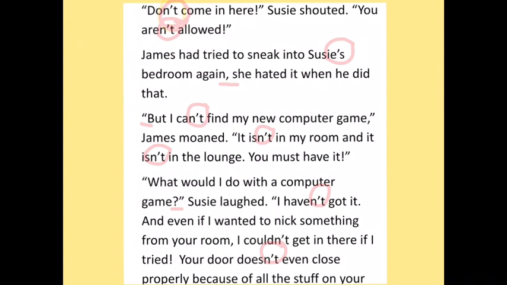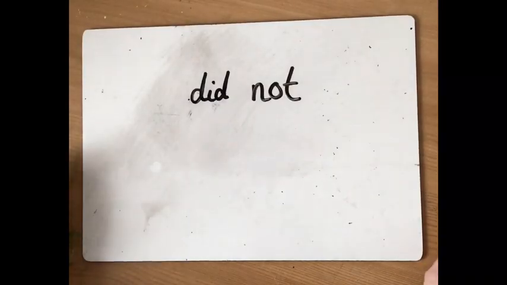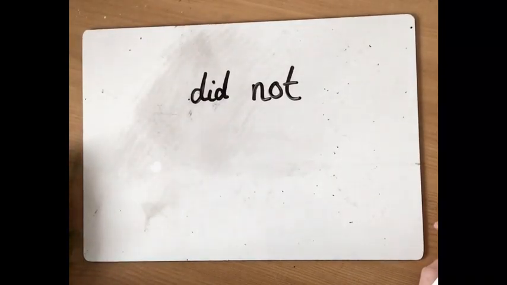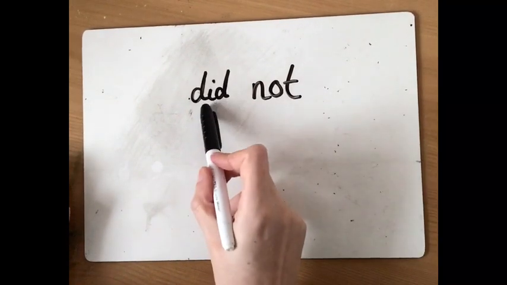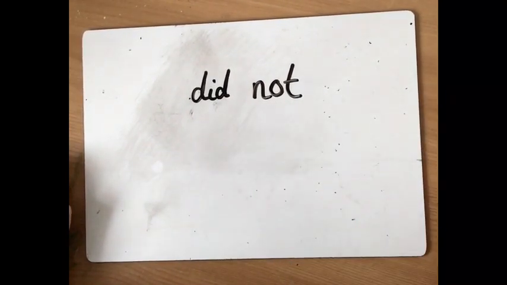So we can use our apostrophes for two different reasons. To show possession and for something called contractions. Now let's have a little look and see what contractions actually are. How many words can you see on my whiteboard? Can you see two? We've got the word did and not.